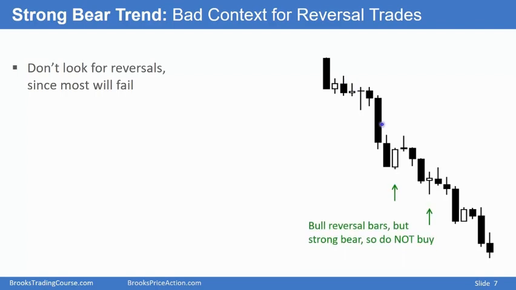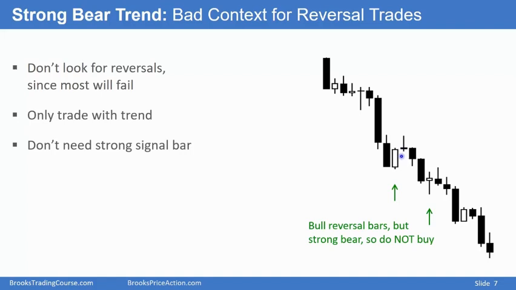Now it's a bear trend, and very often the sell signal bars are not particularly good, and it's okay to sell. Here we have a doji bar, small bar. However, it's in a very strong bear trend.